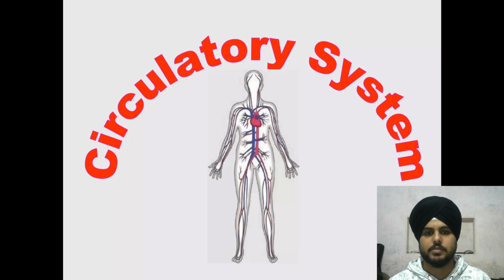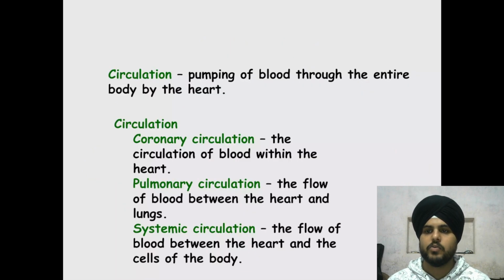Firstly, circulatory system. What do we mean by circulation? Circulation is the pumping of blood through the entire body by the heart. Circulation is of three types: coronary circulation, pulmonary circulation and systemic circulation. The circulation of blood within the heart is coronary circulation. The blood which is only moving in the heart is coronary. Pulmonary circulation is the flow of blood between the heart and the lungs. And systemic circulation is the flow of blood between the heart and the cells of the body.